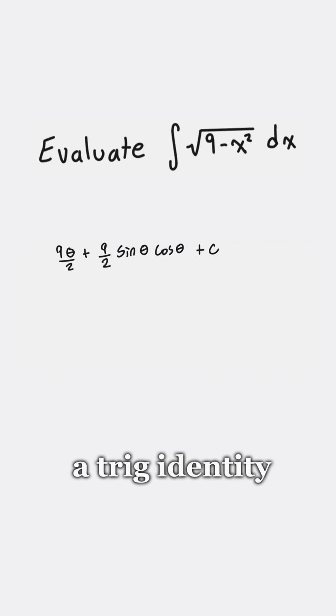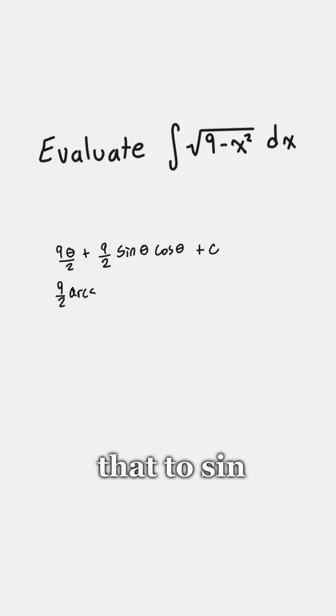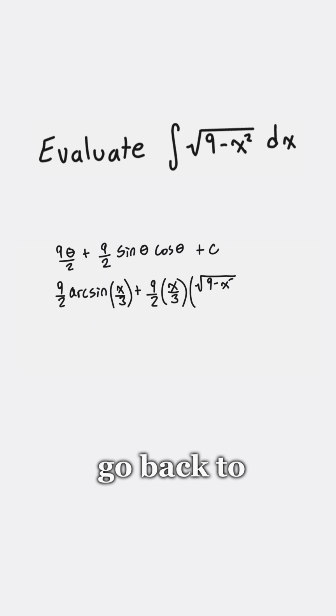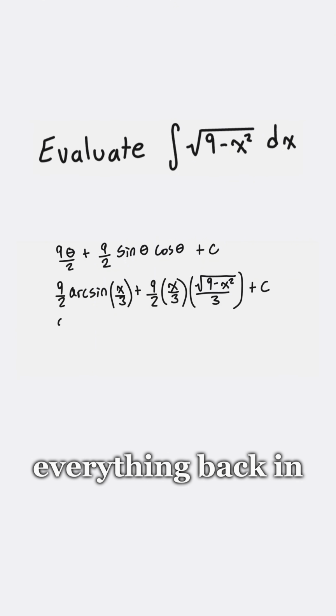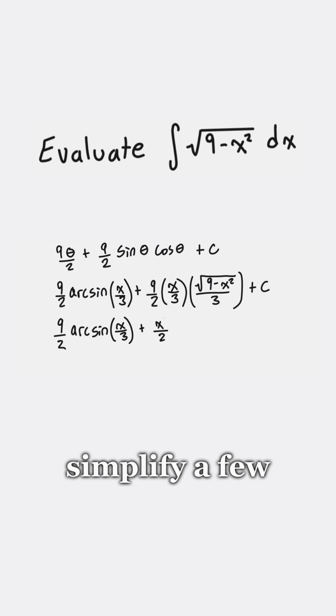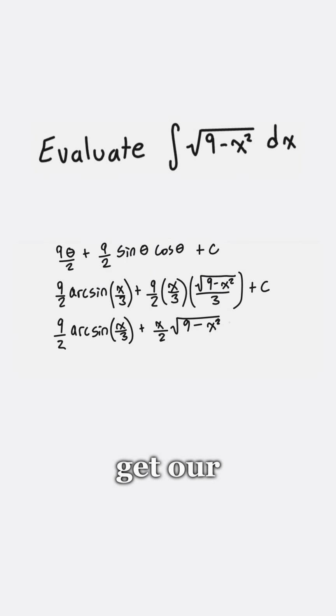So we can use a trig identity here to reduce that to sine theta cos theta, and now we can replace everything with x. So we just go back to our original equations and sub everything back in, and now that we've done that, we can clean this up a little bit, simplify a few things, and we'll get our final answer.